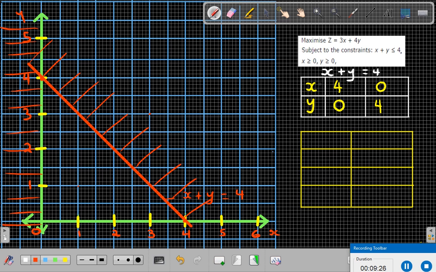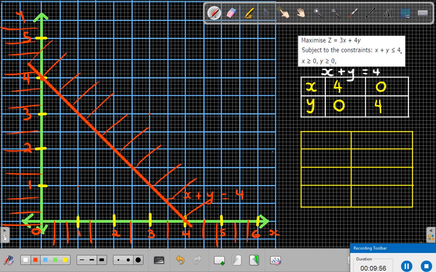Same applies here. Y must be greater or equal to 0. So we must start from 0 going up. So any values of y which are negative are unwanted. So this is our resulting graph for the constraints given. The linear inequalities given are x plus y less or equal to 4, x greater or equal to 0, and y greater or equal to 0.